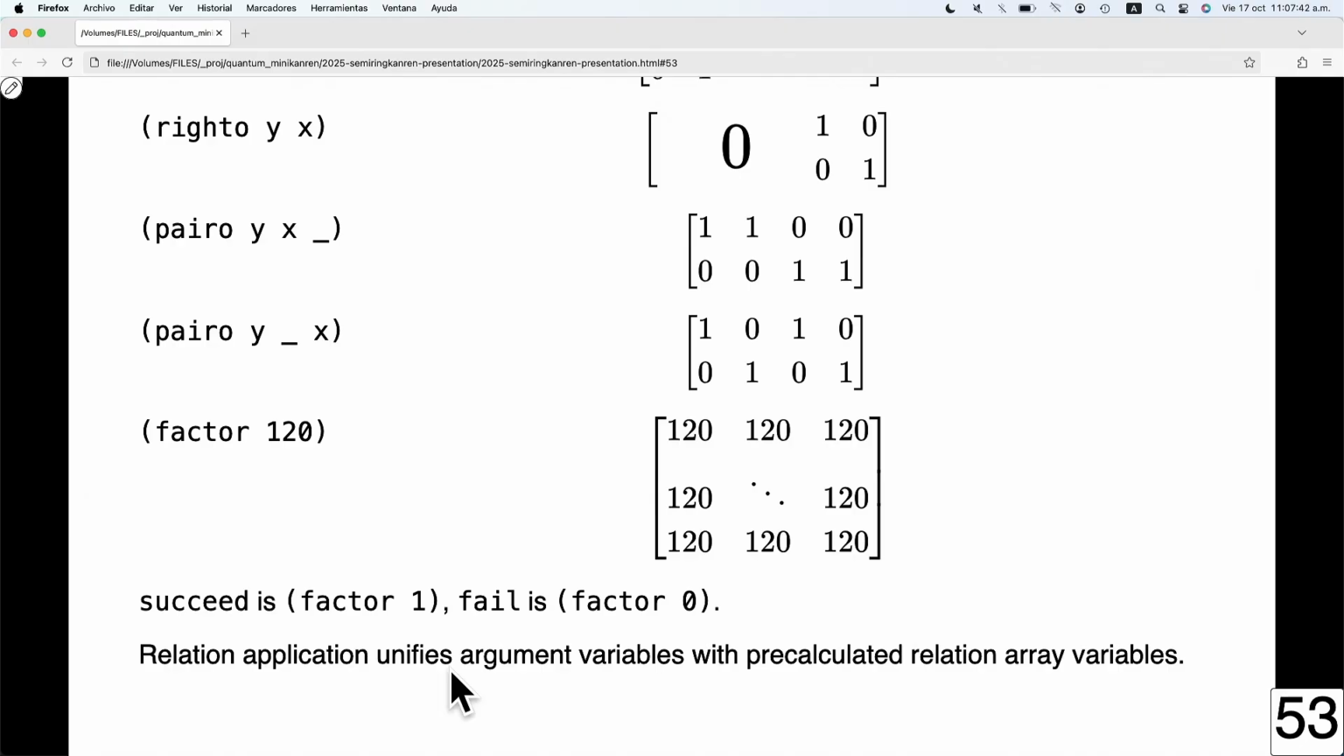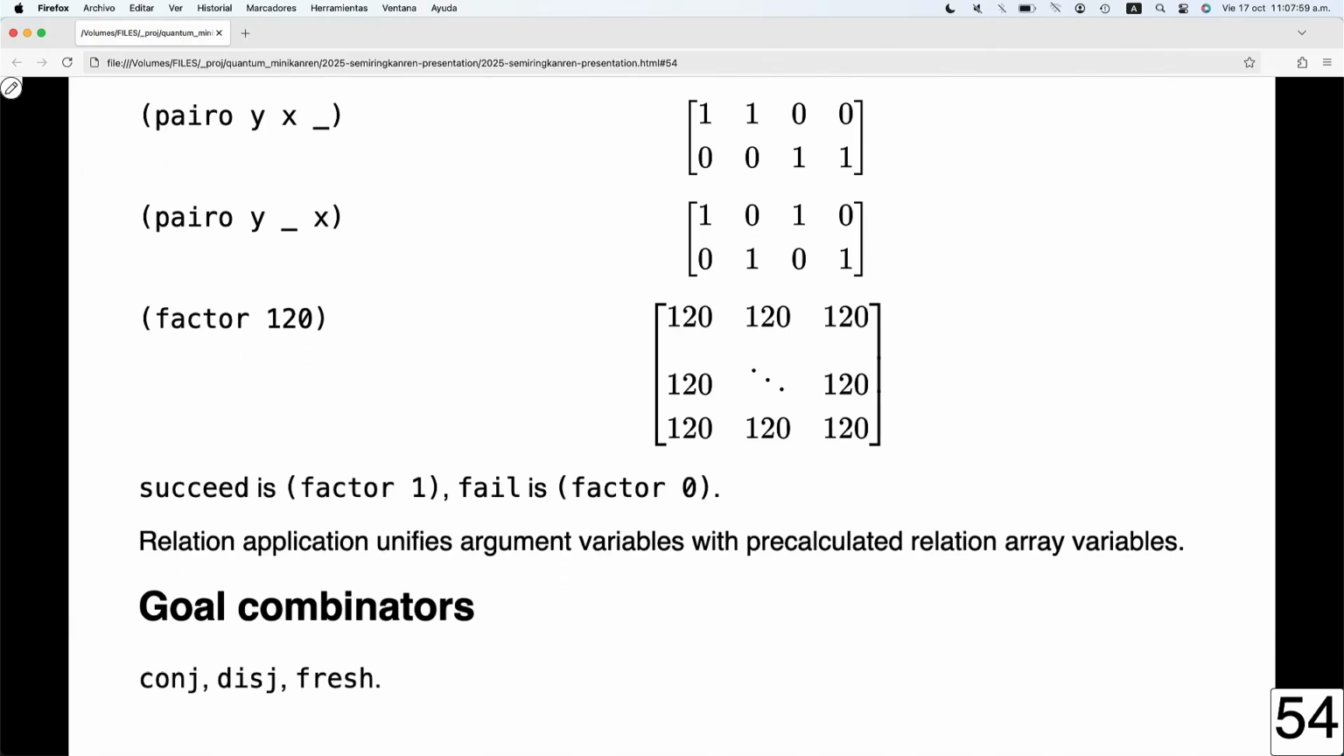And then what relation application does is it unifies the arguments of the relation with the values of the variables in a pre-calculated relation array. So we'll explain what that means. We'll go into more detail about that later.